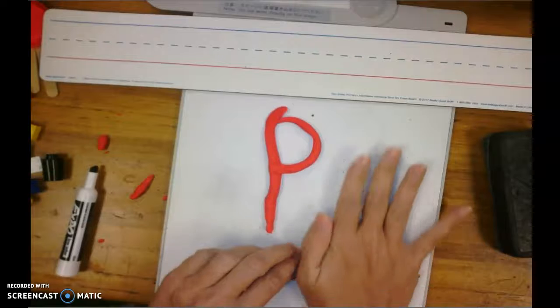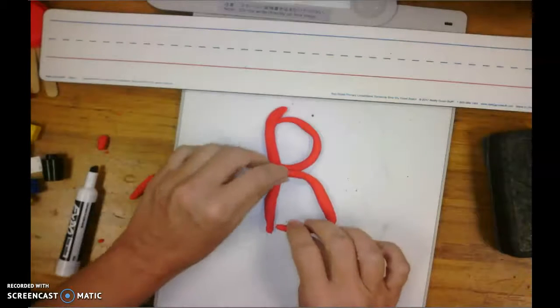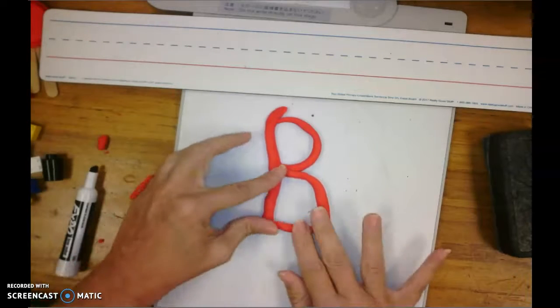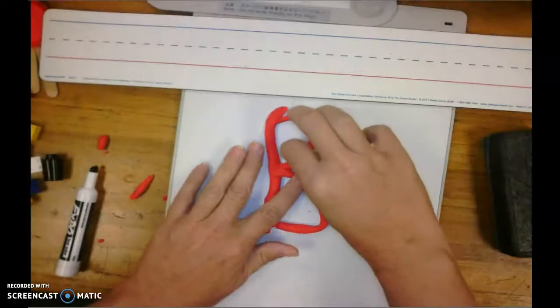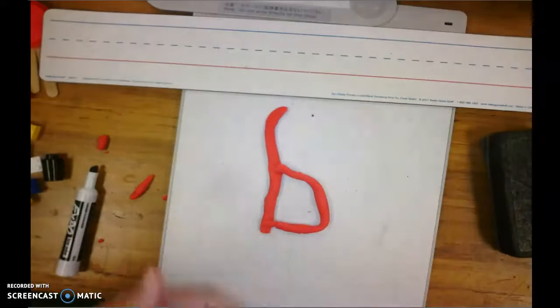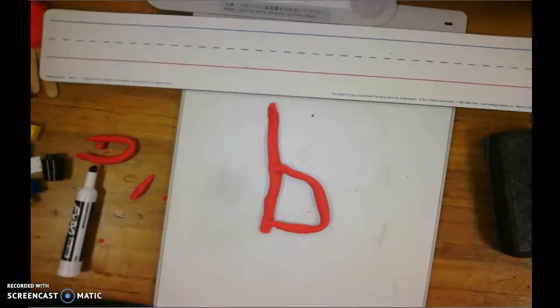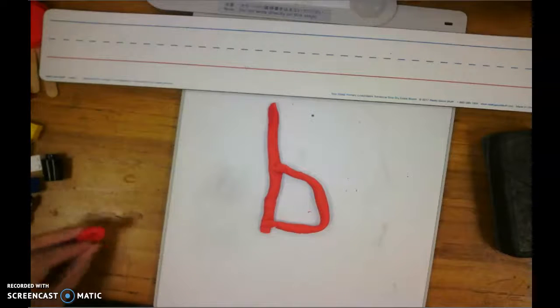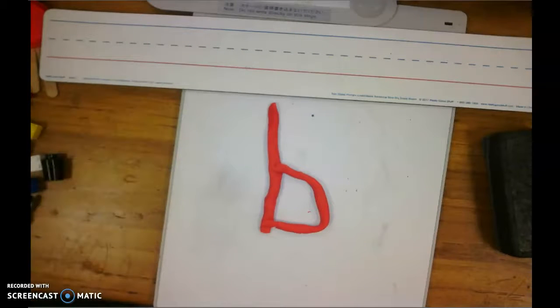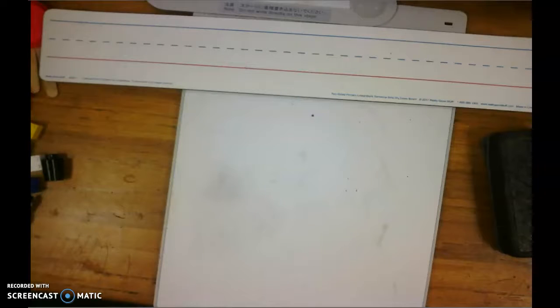What letter would that be? Does anybody know what letter that would be? Yeah, that would be P if he stayed like that, but he's not. I'm going to add a bump to the bottom, and now I have capital B. And if I want to make lowercase b, I'm just going to take away that top bump. And now I have lowercase b. When we get done with this video, I want you to get your Play-Doh out and see if you can make capital A and lowercase a and capital B and lowercase b.